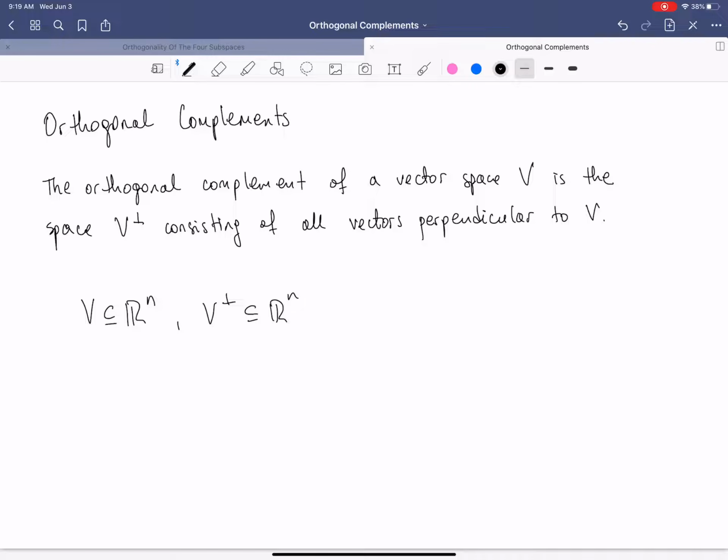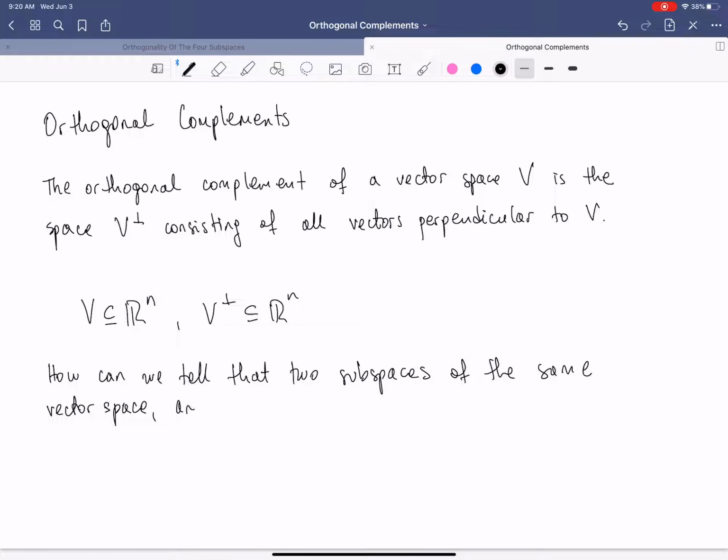Now, we have this definition, great, but how can we tell that two vector spaces are orthogonal complements of each other? So how can we tell that two subspaces of the same vector space are orthogonal complements?